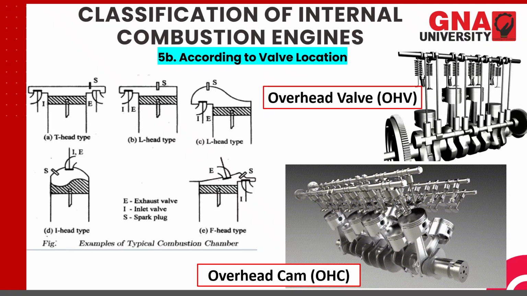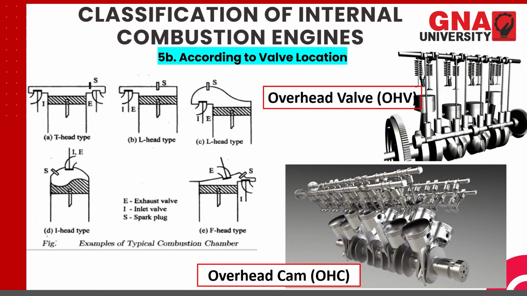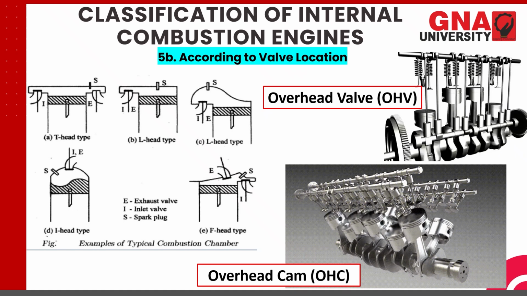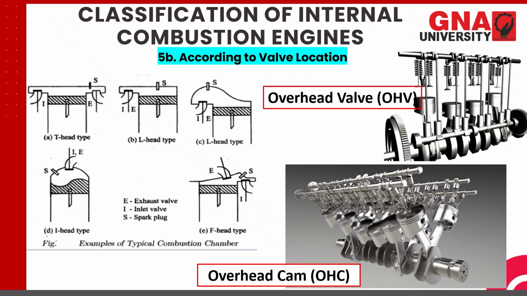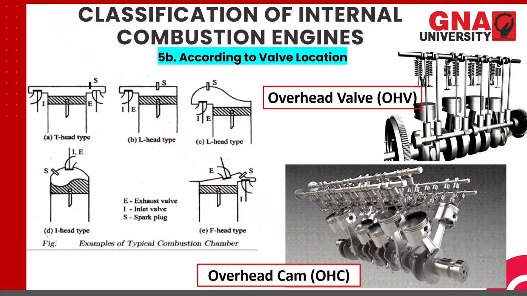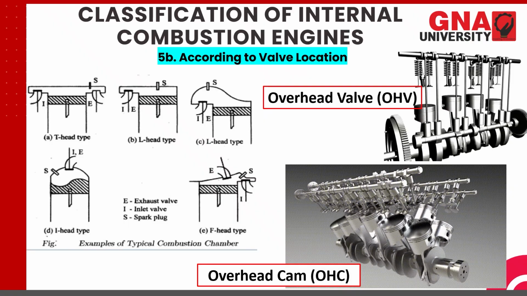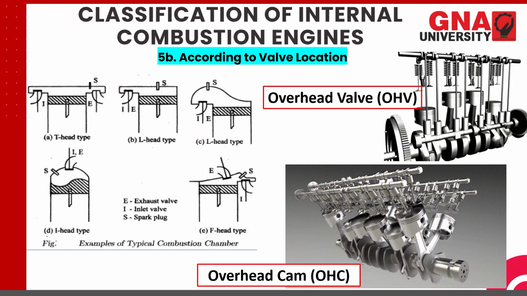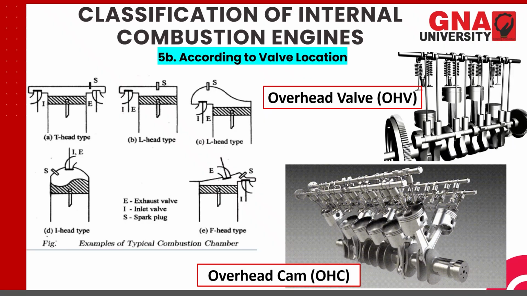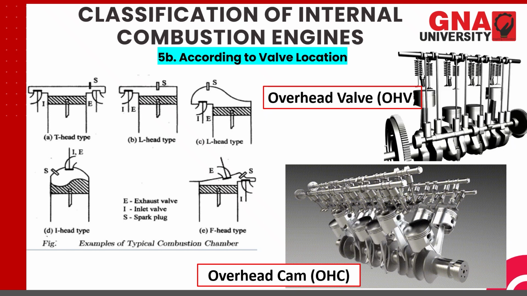Then we have the I-head type. In the I-head type, the valves are located on the top of the cylinder head, and they are again one behind the other, but they are at the center. They are situated at the center. So hence the name I-head type. Then finally we have the F-head type, wherein the exhaust valve is on the cylinder head and the inlet valve is on the side of the cylinder.